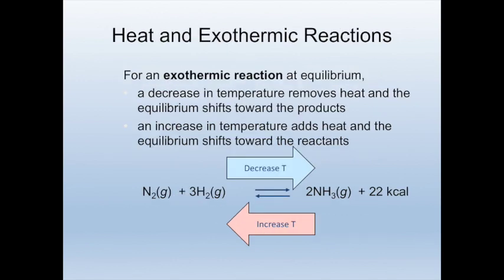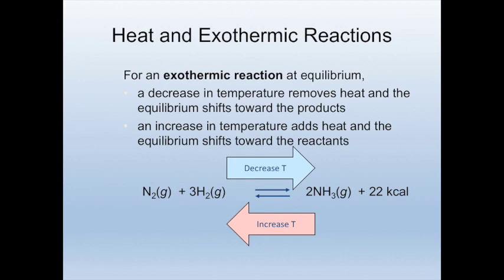Now we get into heat. There are two types of reactions that involve heat, exothermic and endothermic. An exothermic reaction will release heat, so a decrease in the temperature will remove heat and the equilibrium will shift towards the products. If you increase the temperature, this adds heat and the equilibrium will shift towards the reactants.